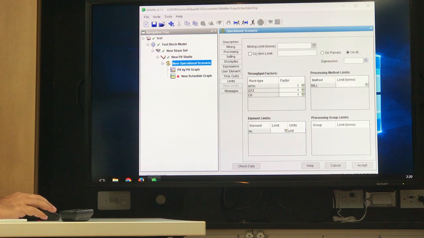For limits, I have to decide what's going to be the mining limit in terms of how much, what will be the size of fleet and equipment I'm going to buy, and what would be the capacity of this. If I put, let's say, 15 million tons.